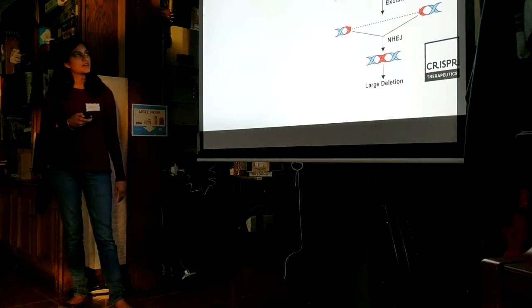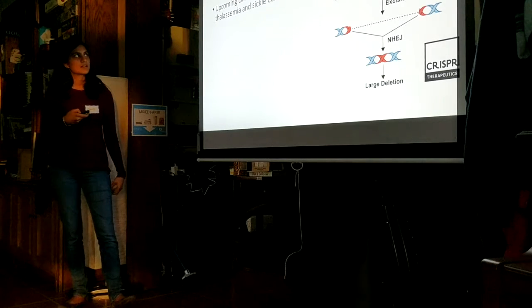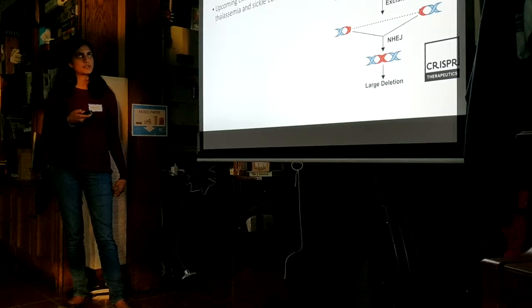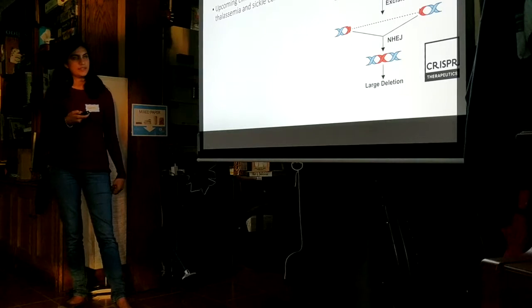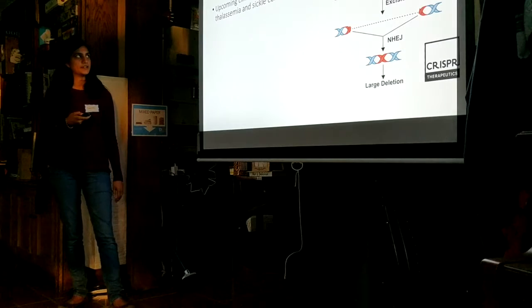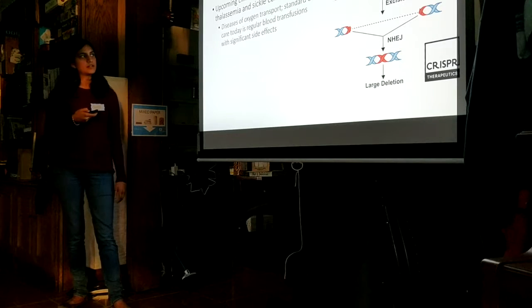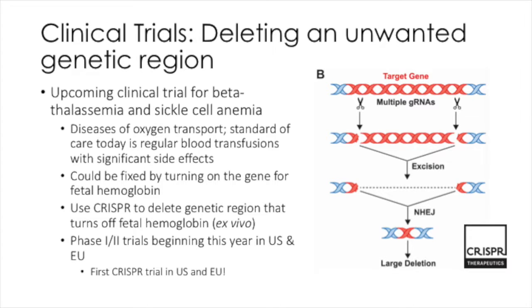More clinical trials. This will be the first clinical trial for CRISPR in the US and in Europe. It's an upcoming trial, it hasn't started yet, for beta thalassemia and sickle cell anemia, both of which are diseases of oxygen transport. The standard of care today for these diseases is to get regular blood transfusions, sometimes as frequently as once every 2 weeks, which has significant side effects.